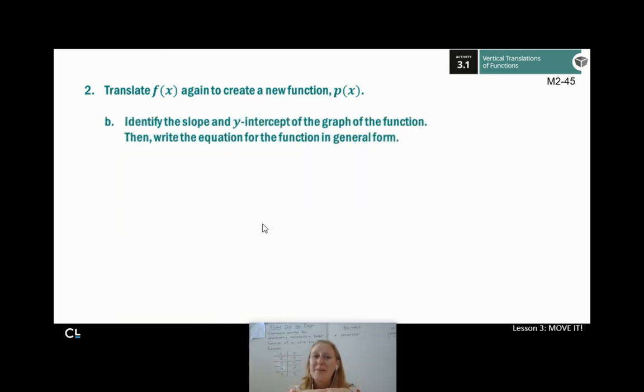Again, just like we did with m, I would like you to identify the slope and the y-intercept of p of x, and I'd like you to write the equation for the function in general form. Remember, general form is just f of x equals ax plus b. Similar to your whole y equals mx plus b, right? Same thing, slope, y-intercept. So go ahead and hit pause, identify the slope and y-intercept, write the equation, and then hit play to check your work.